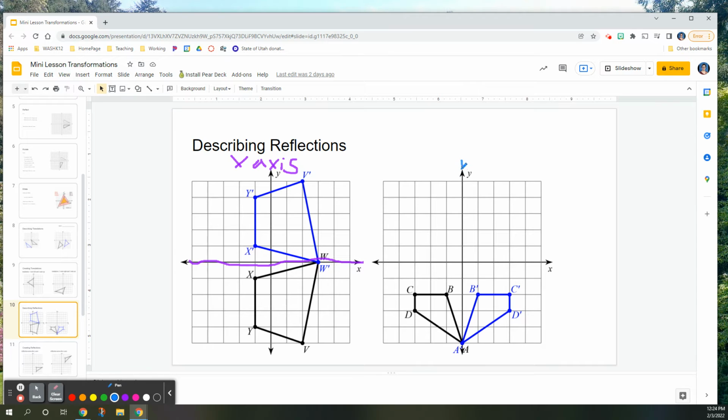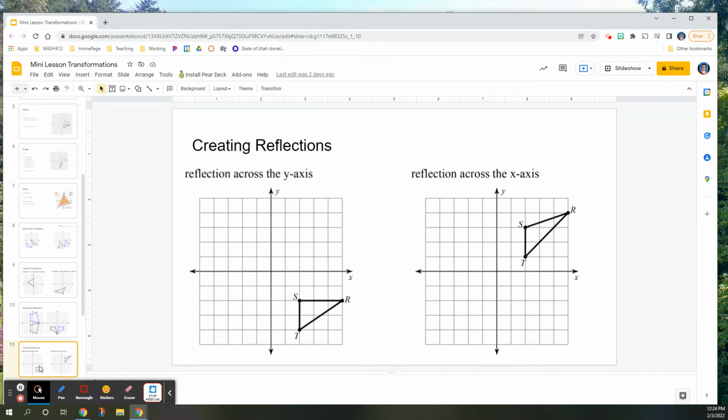For this one, ooh, that was a messy line. Let's try that again. Okay, it is reflected here about the y-axis, so it's flipped from side to side. So we call this reflected about the y-axis. Okay, I always find it helpful to trace the line of reflection, especially when we move on to doing these, where we are actually reflecting them.